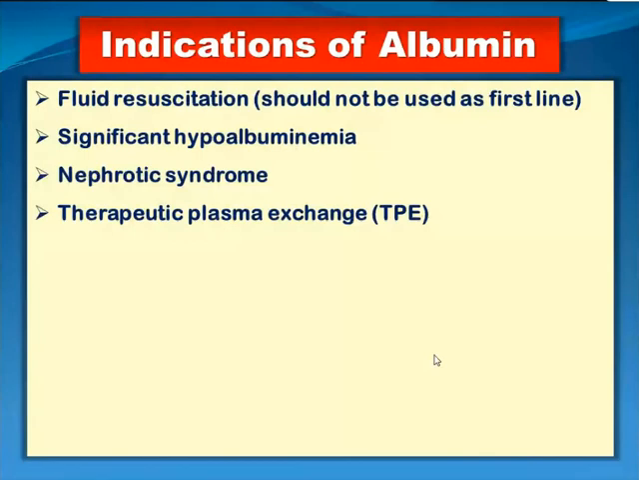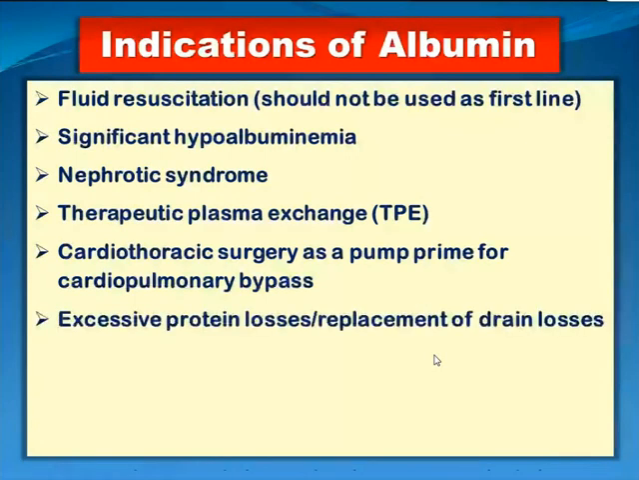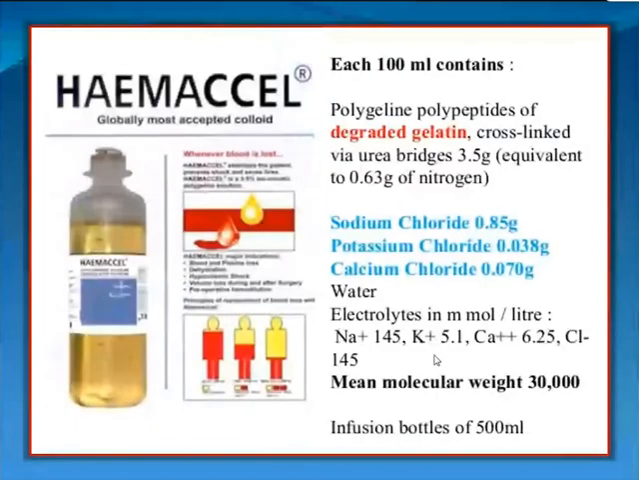So here, albumin is used. In cardiothoracic surgery, as prime for cardiopulmonary bypass, and in excessive protein loss or replacement of adrenal losses, we talk about these causes or examples. And in burns and fluid replacement for burns, we use albumin. And finally, after cardiac surgery, sometimes the patient has what's called chylothorax. You know the meaning of chylothorax. It's the accumulation of lymph inside the pleural cavity, so you have to give albumin.